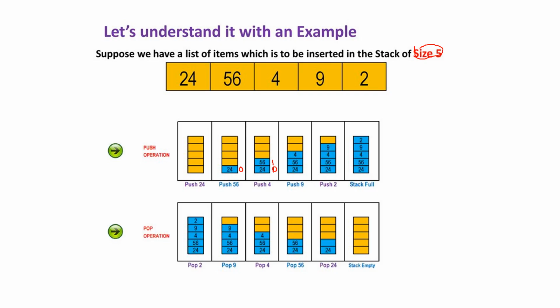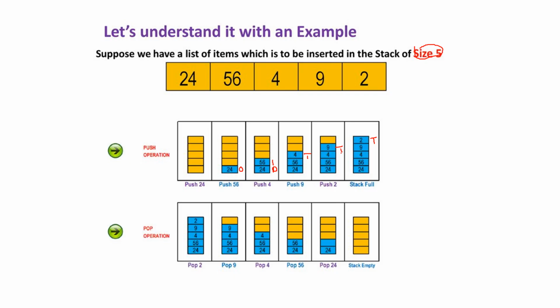Let us insert one more element into the stack, 4. That is the third element, at memory location 2. Now top is pointing to 4 in the stack. Now again insert one more element, and the top pointer is here. Again insert one more element, and top is here. Likewise, elements can keep being inserted according to the size of the stack.